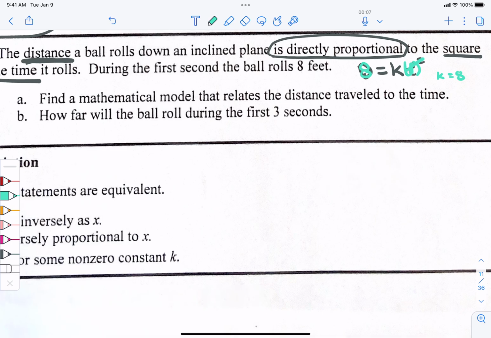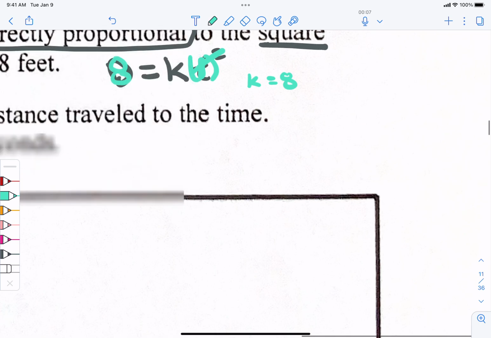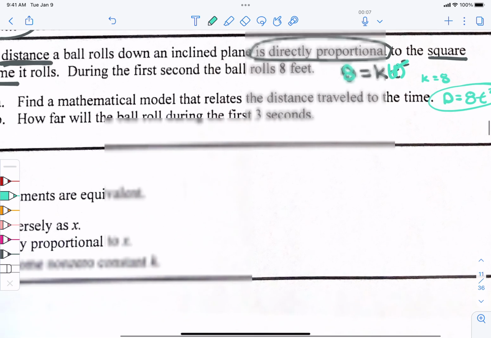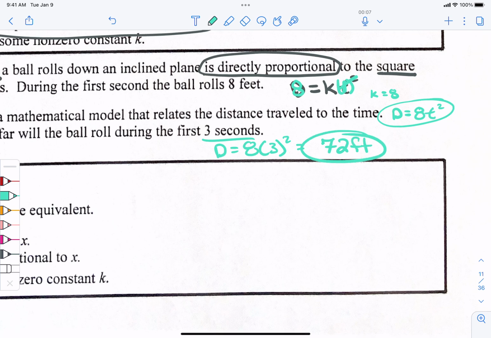So part A says find a mathematical model that relates the distance traveled to the time. The distance is equal to kt squared, so 8t squared. We found that our constant, the number that's always staying the same, is 8. Now they're saying use that formula to find the distance the ball will roll in 3 seconds. So 8 times 3 squared is 72. 72 feet.